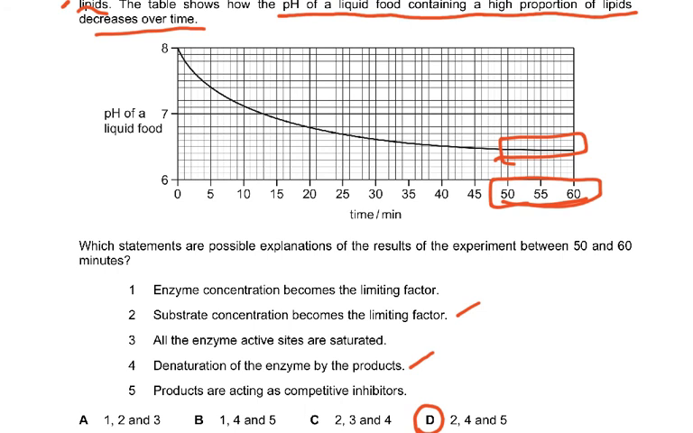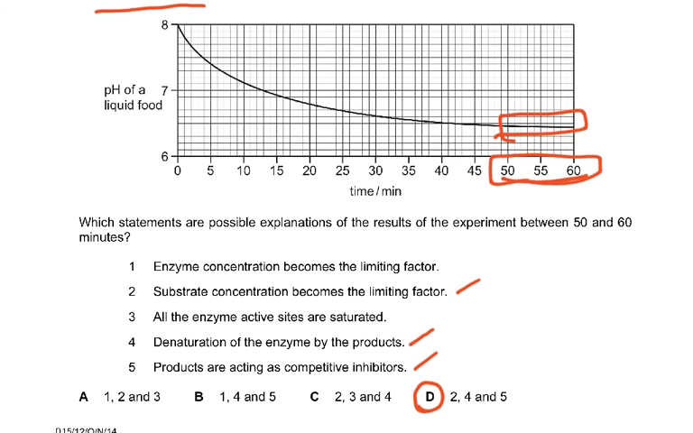Products are acting as competitive inhibitors. The product could be fitting there and acting as a competitive inhibitor. That's why the rate, no more fatty acids are being made, so they are competing, and products are acting as competitive inhibitors.